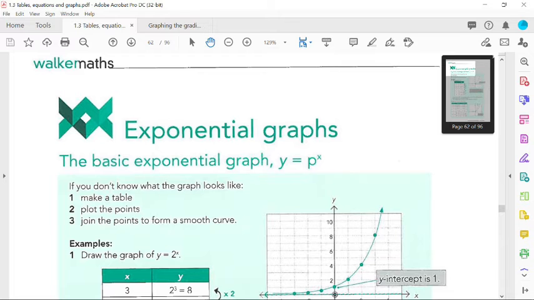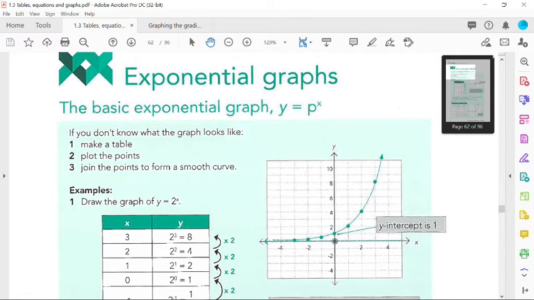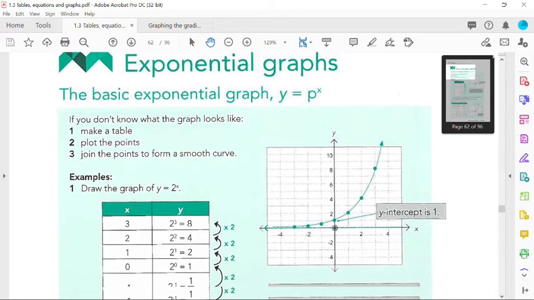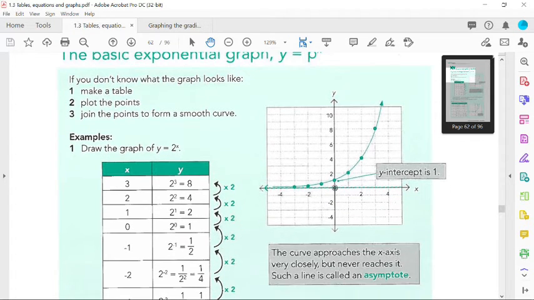So exponential graph, y equals p to the x. Notice that your x is now in the exponent. That's what an exponential graph looks like. So your unknown x is in the exponent. For example, draw the graph of y equals 2 to the power of x. Right? So you see what they look like. Now we have our x actually in the exponent of the equation.